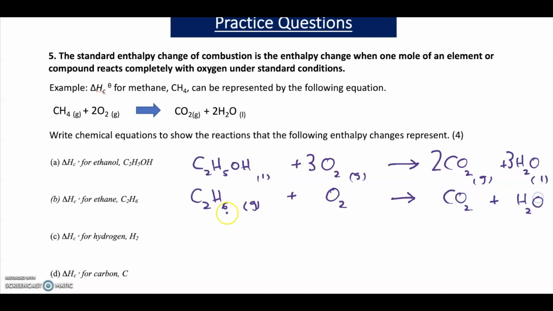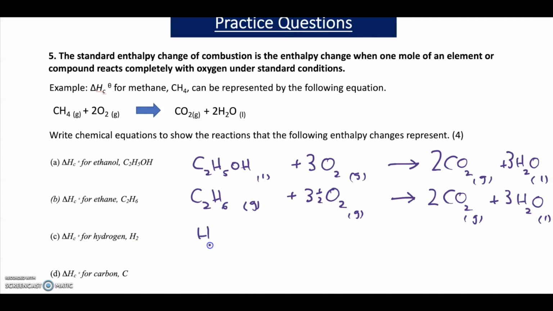I react it with oxygen, it forms carbon dioxide and water, and then I have to balance it without putting a number in front of ethane because that has to be 1 mole. And therefore I put a 2 in front of carbon dioxide, I put a 3 in front of water. That will give me 2 carbons on either side of the equation, 6 hydrogens on either side of the equation, and I put 3.5 O2 because I need 7 oxygens on either side.